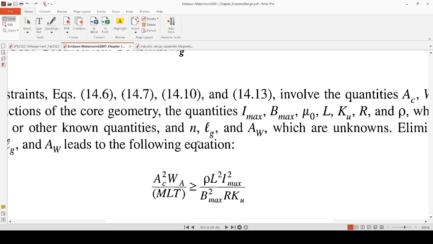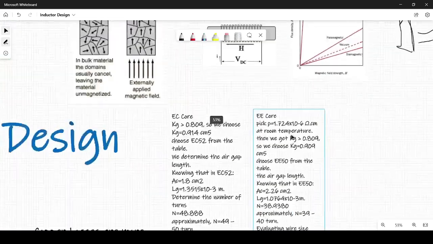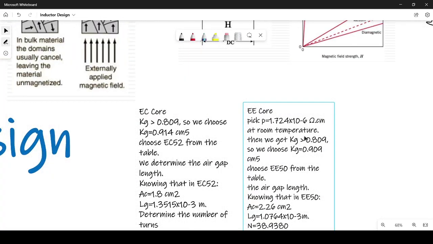You go to this formula, substitute for 0.4 millihenry, 5.5 ampere, resistivity as we have mentioned, a quarter of Tesla, 33 milli ohm, and 0.5 for the Ku, and you get eventually this value. You're looking for a core with a higher geometric constant than 0.809.